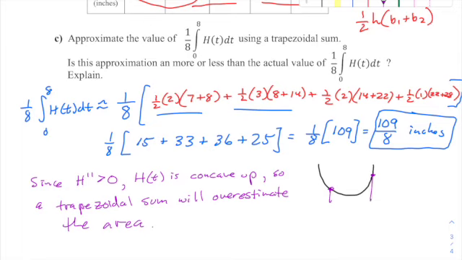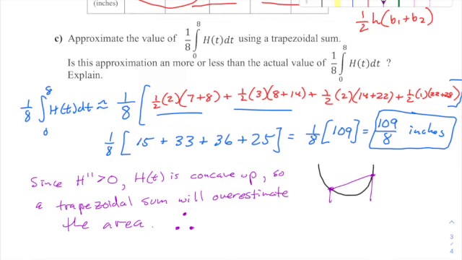When you draw a trapezoid on a concave up region, it's always going to be over the curve, so the area of the trapezoid is going to overestimate the area under the curve, which is what your definite integral is going to give you. And so always make sure to answer the question clearly, though. It said, is your approximation more or less?